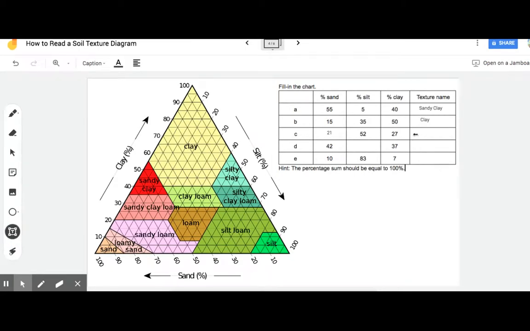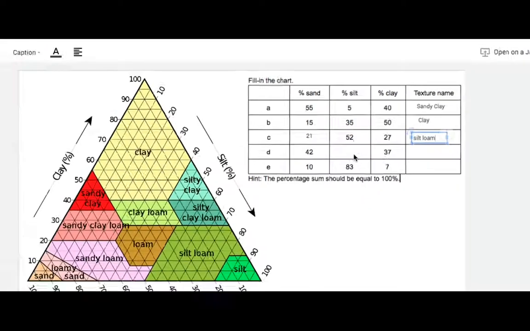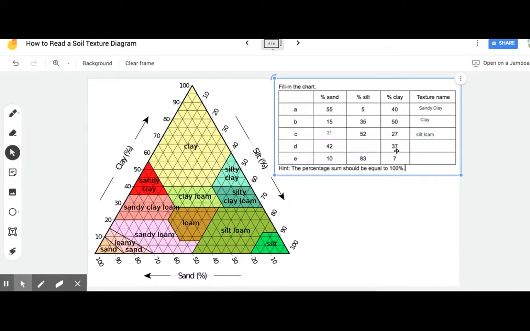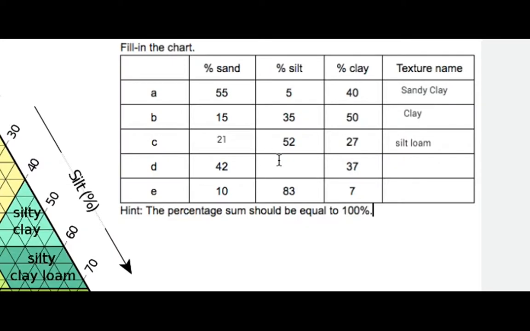We're going to type here. We put silt loam. Okay. And then you have here for letter D, 37% clay, 42% sand. You're going to add. It is also equivalent to 79. 100 minus 79 is 21 to make that 100%.